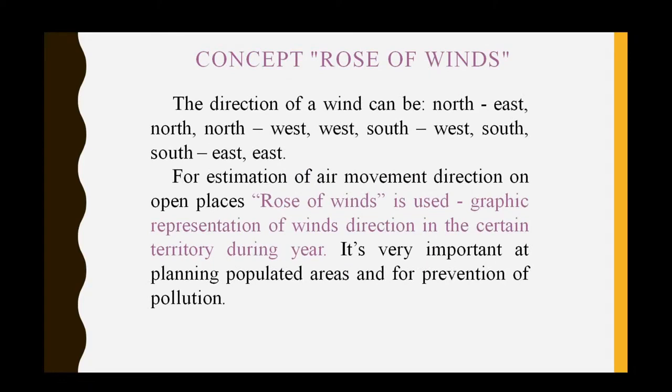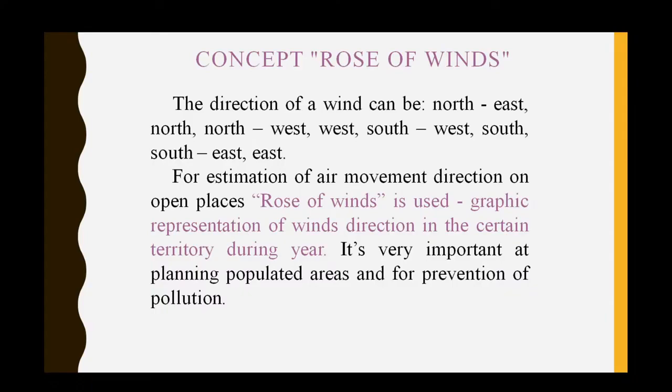The concept of rows of winds. We know about the speed of air movement, but we should also know the direction of the winds. Direction of wind may be northeast, north, northwest, south, east. First, it is the direction of cardinal points from which the wind blows in a certain place, in a certain city.